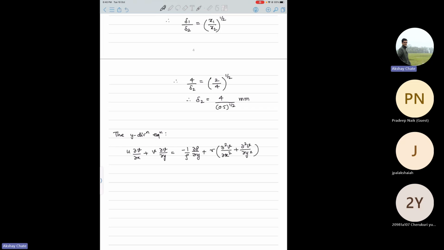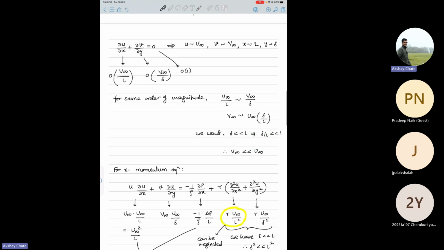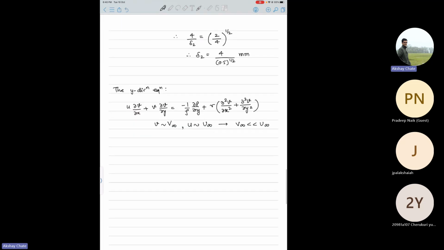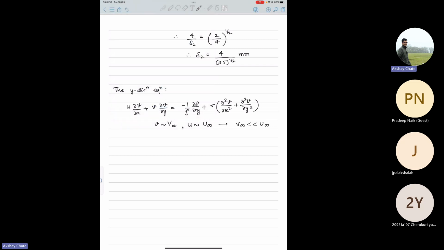And again, if you do the scaling and you scale v as V∞ and u as capital U∞, you know that V∞ is a very small quantity as compared to U∞, right? That we did initially, the first scaling that we got. Therefore, all these terms which have this ∂v term become very negligible.